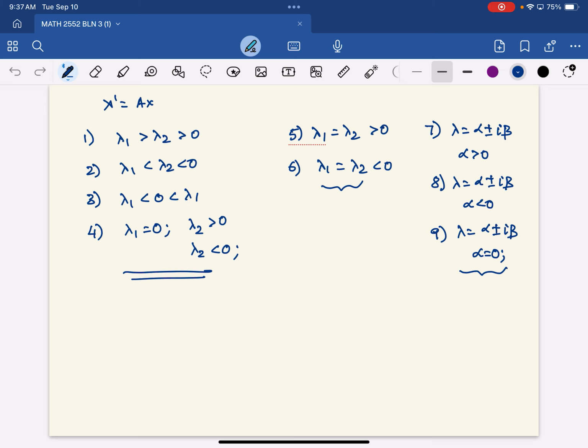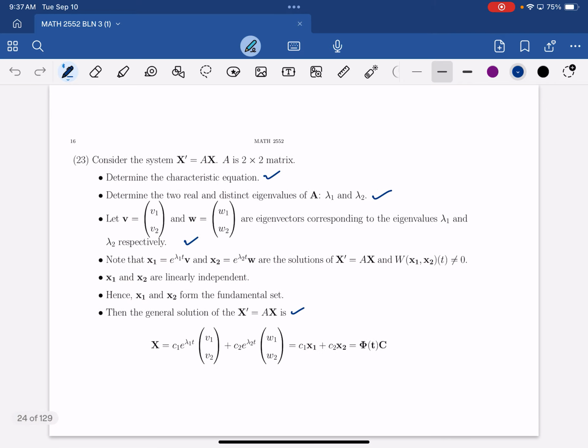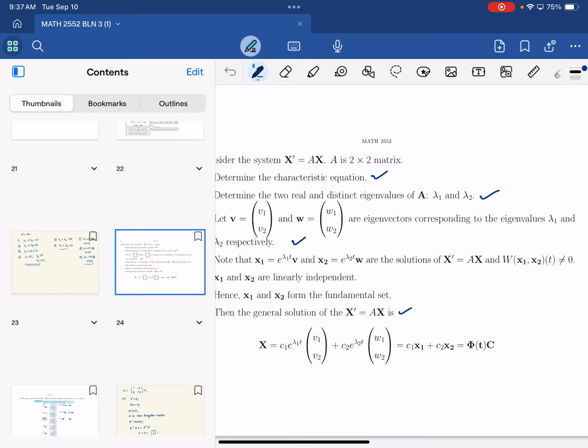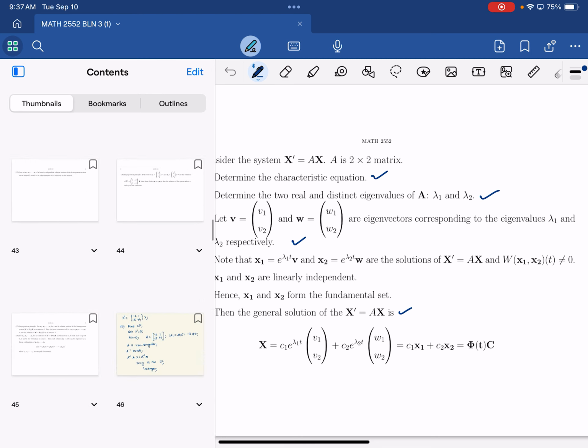So last week eigenvalues were real and different. Today the eigenvalues will be complex, and on Thursday, eigenvalues will be real and equal. Clear? Are you all good? Any questions? No question? Okay. So let's go to today's portion of the lecture.